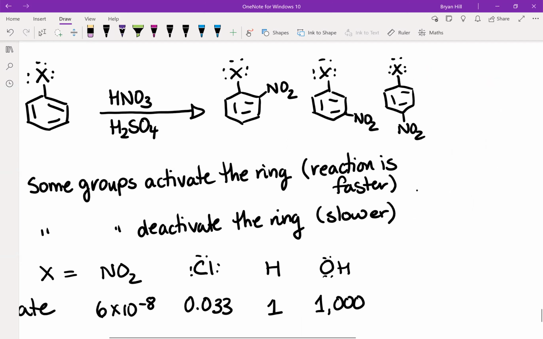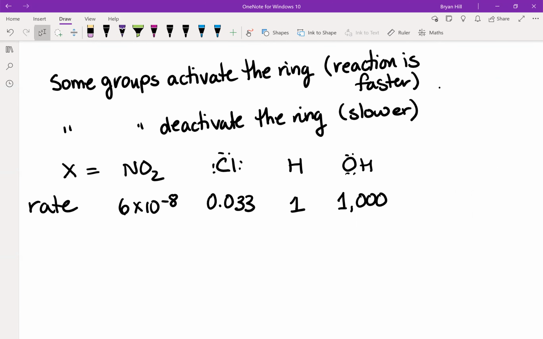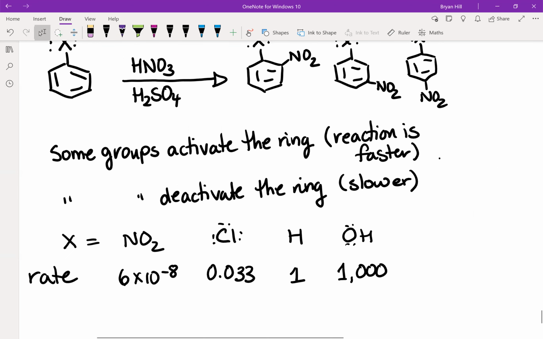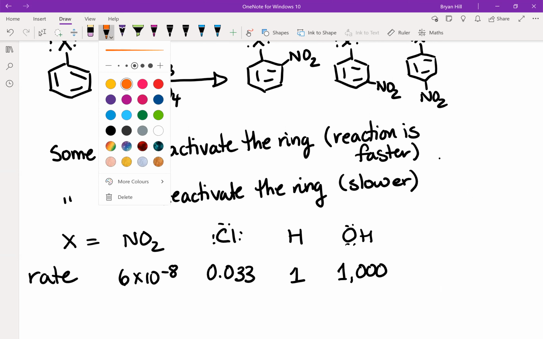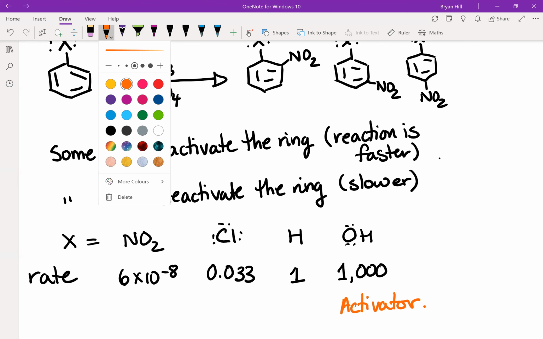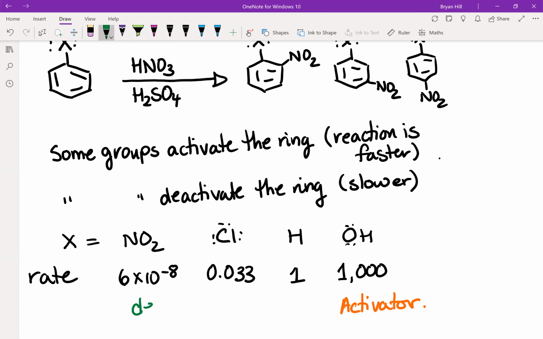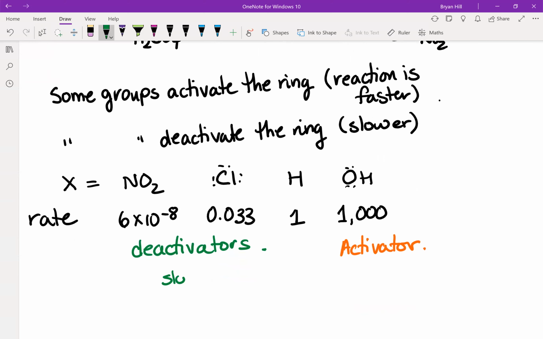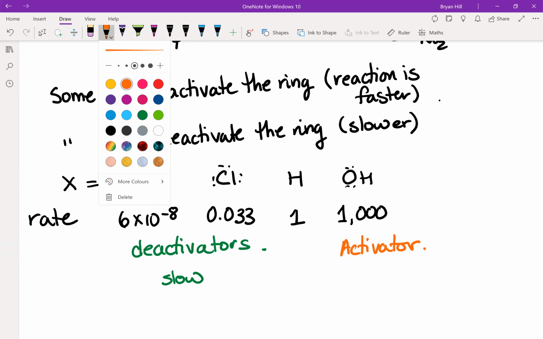Now, the other part is that both of these groups here, because everything's compared to hydrogen, right? So this would be an activator. Reaction rate's faster. Both of these would be deactivators. So slow, slow, fast.